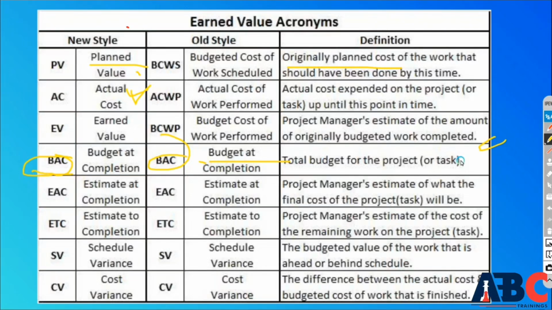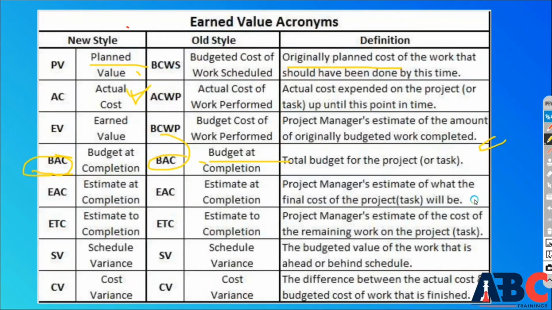After that comes the next one, estimate at completion. This will be EAC. In this, the project manager estimates what the final cost of the project will be, which means the estimated value after completion of the project is called EAC. After that comes ETC, estimate to completion, which means the cost estimate for the remaining work. The cost for the remaining work, as estimated by the project manager, is called ETC.